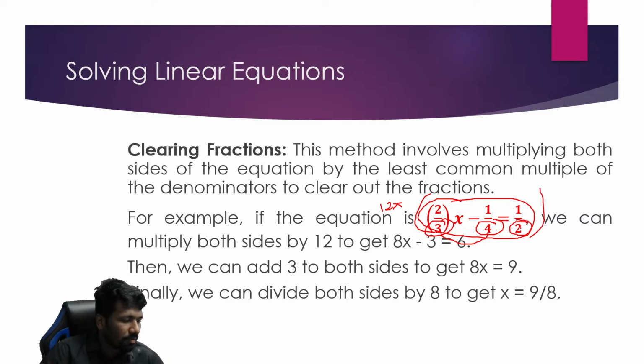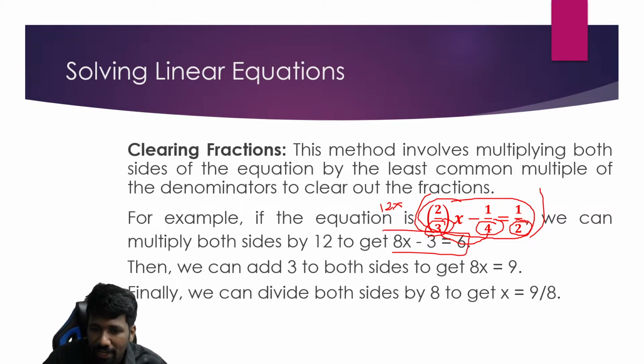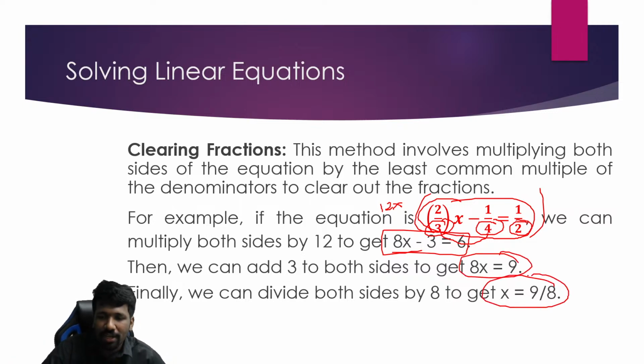Least common multiple, which we discussed in the LCM HCF chapter. If you multiply by that, the fractions will be cleared. Then you will get 8x minus 3 equal to 6. You can try it yourself. I'm just reminding the things, for those people who have forgotten it or want to recollect. Okay, so 8x equal to 9, and then x equal to 9 by 8 you will get.